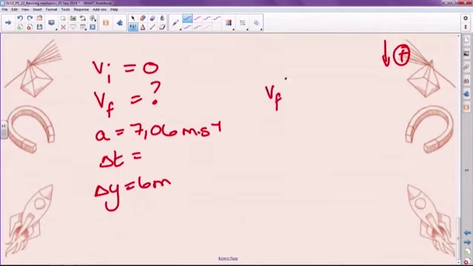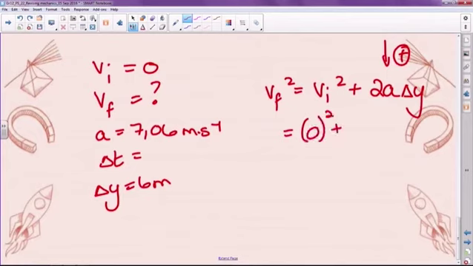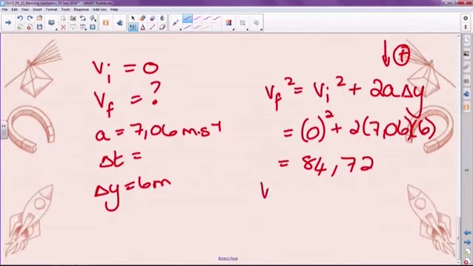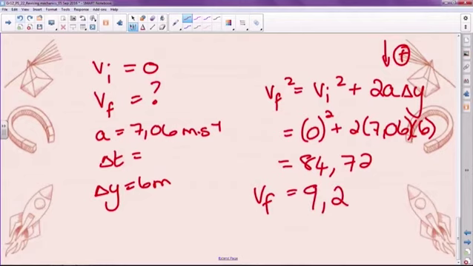Okay, so we look at this and we go, well, we want VF and we don't have T, so I'm going to use VF squared equals VI squared plus 2A delta Y. VF is what I'm looking for, so that's 0 and 7,06. That's 6 as well, and we get 84,72, which then you square root. So let's take that out. 84,72, which we square root, and we get 9,2 meters per second.